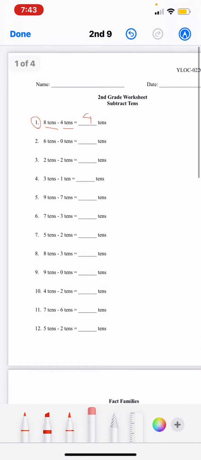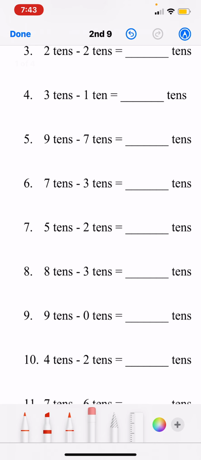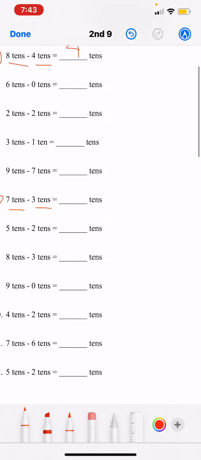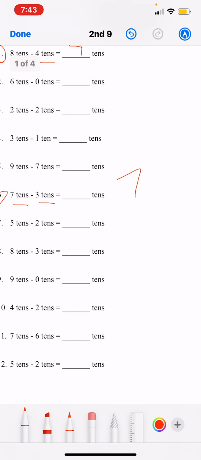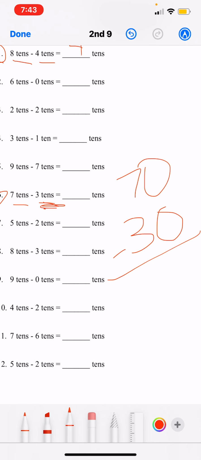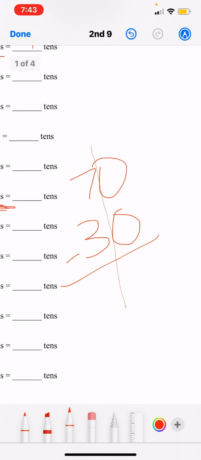Okay, let's look at number 6. Number 6, we have 7 tens minus 3 tens. So if you were to write 7 tens as a number, it would be 70. If you were to write 3 tens as a number, it would be 30. And they told us to subtract, so we are going to subtract. And I always like to split them in half.